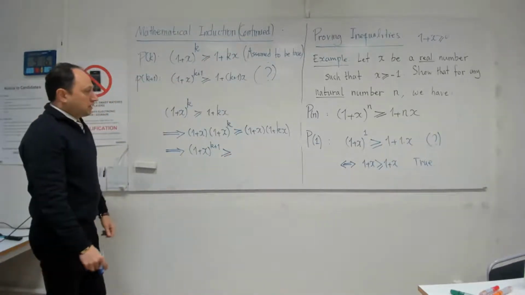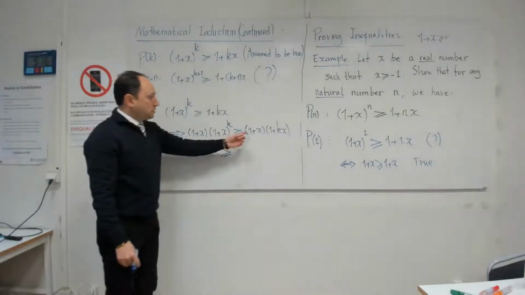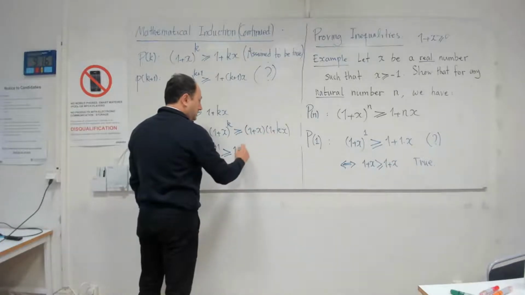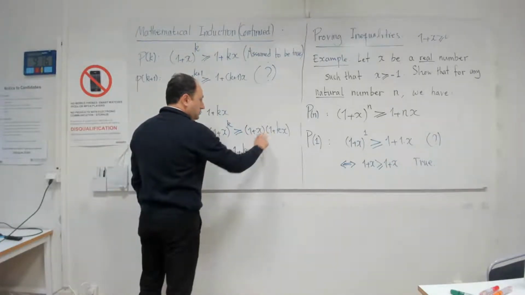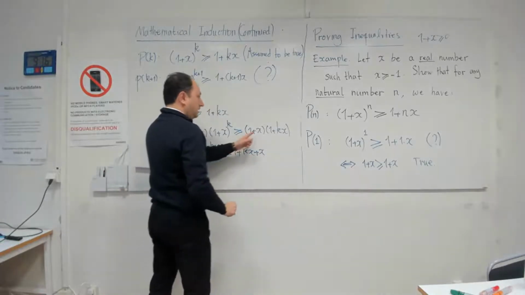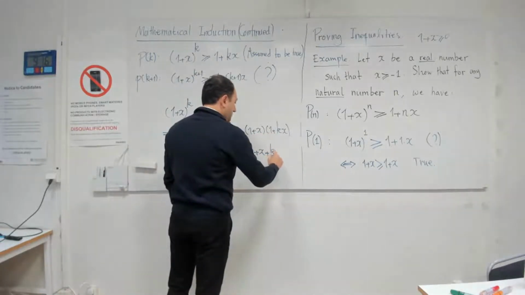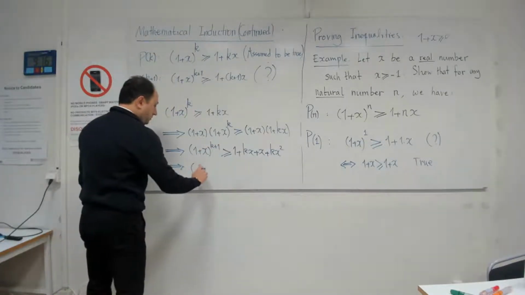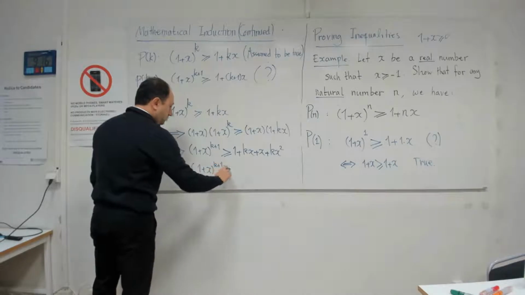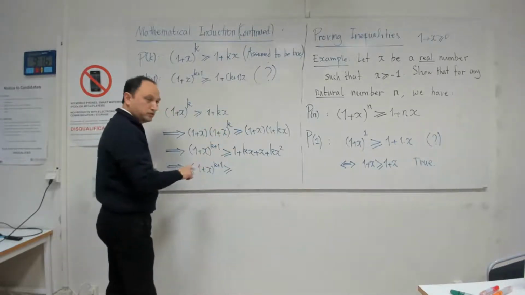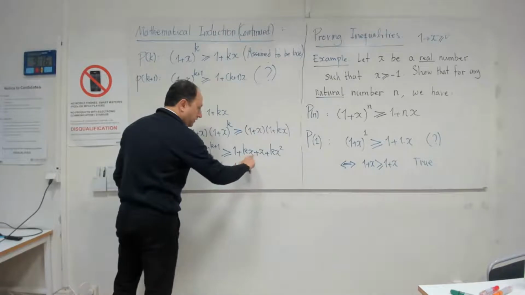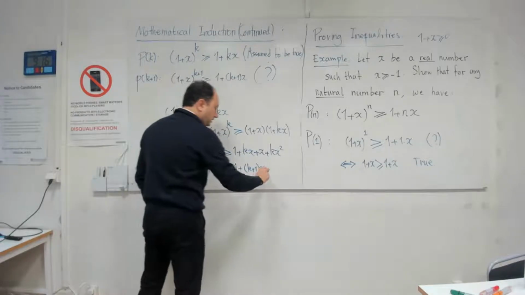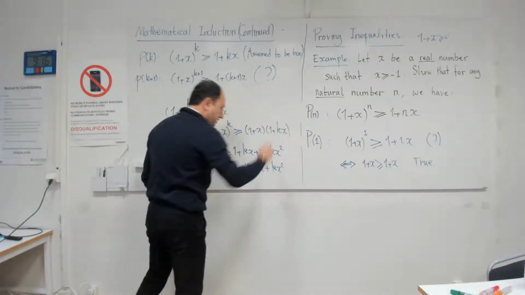So what should I do for the right-hand side? The first motivation might be to multiply this out. Let us do that. 1 times 1 is 1. 1 times kx is kx. Then x times 1 is x. Then x times kx is kx squared. Let me write it one more step. So it becomes 1 plus x to power k plus 1 greater than or equal to 1. If I factor an x out here, it becomes k plus 1 times x. But this remains there, yes? That is kx squared.